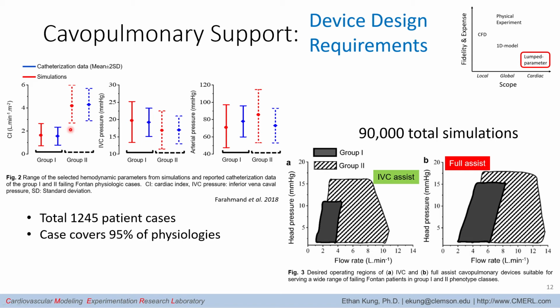And in these simulations, for each of them, we look at the pressure and the flow that's going through the pump in those cases that created a favorable physiology. And then we conjugated them to come up with these regions for the different types of assist scenarios. So basically this can help serve as a guide for the design requirement for such a device. The reason that we chose to use LPN is because it's good for running a large number of simulations, which is what we need to do here to capture different types of patient cases.